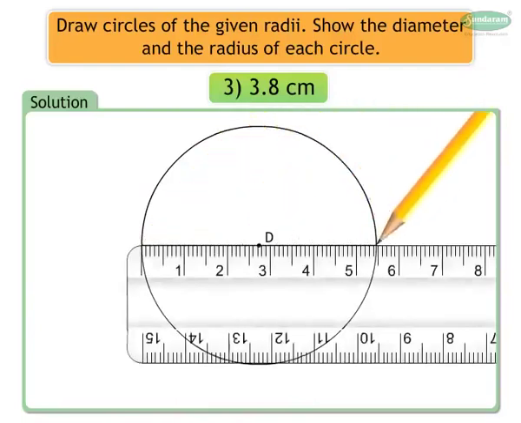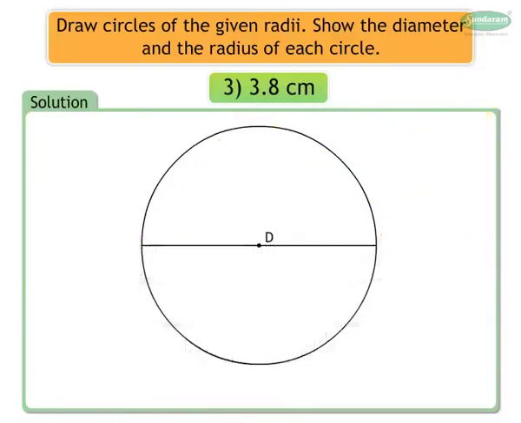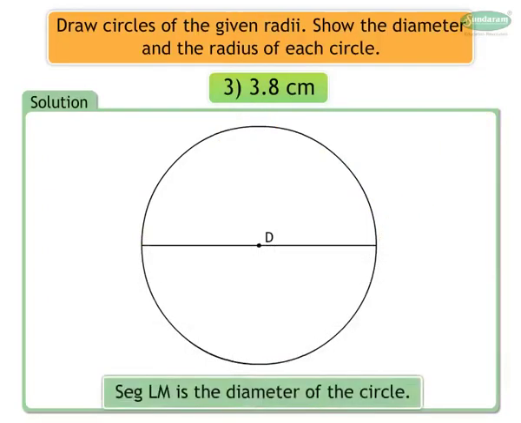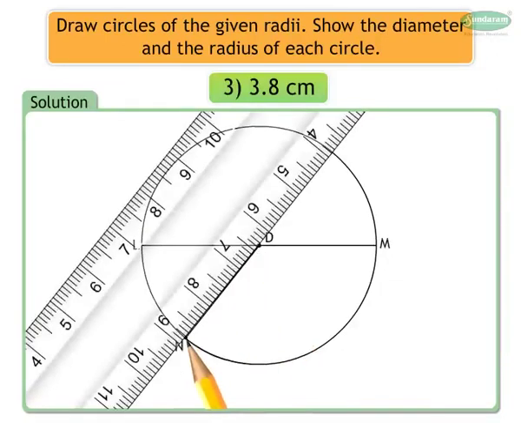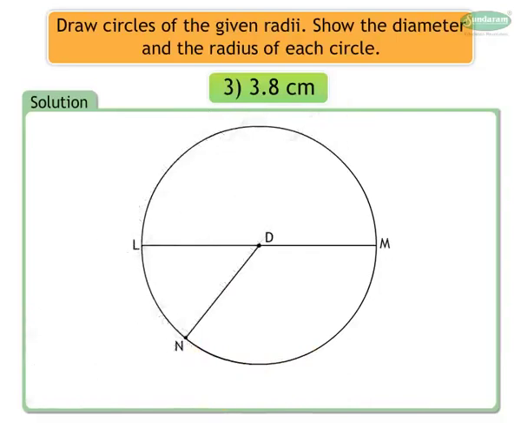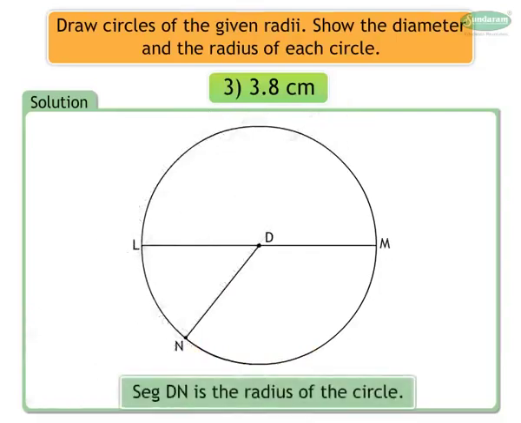Draw a segment that passes through the center of the circle. It is the diameter of the circle. Let's name it as LM. Take another point N on the circle. Join D and N. Thus, segment DN is the radius of the circle with center D.